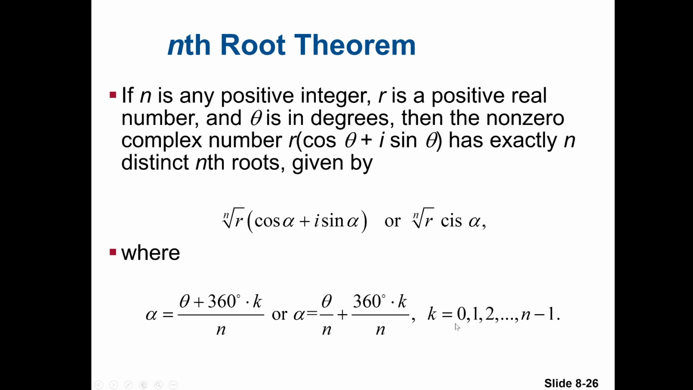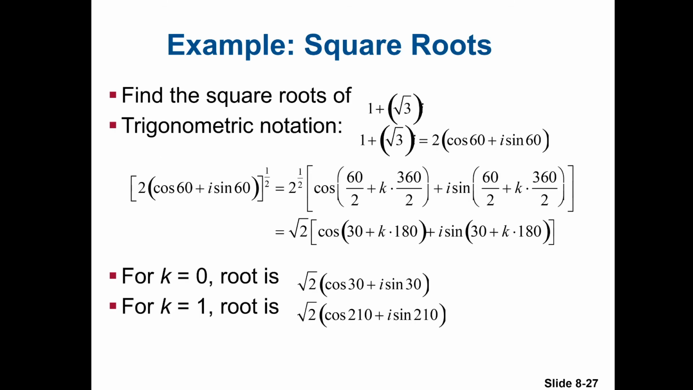So k, you can try it multiple times. So k equals 0, k equals 1, k equals 2, until k equals n minus 1. The reason why is k equals n minus 1 is because we need to find the closest root to the complex number with the polar form.